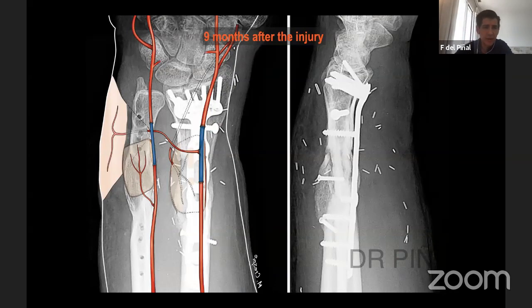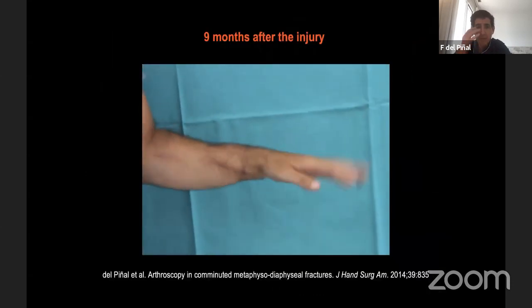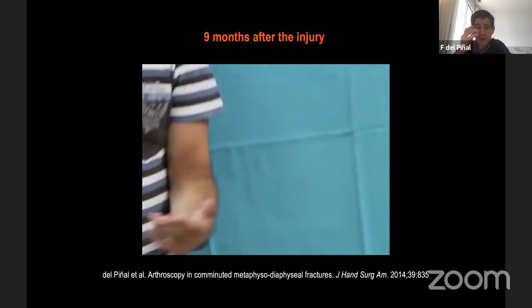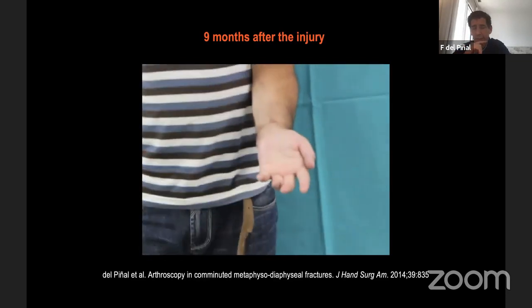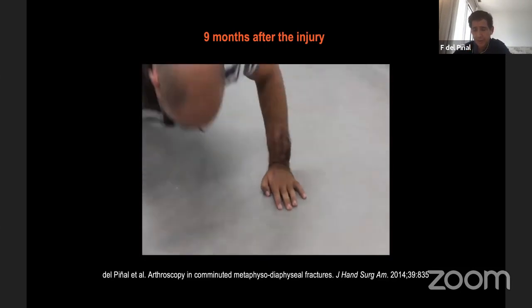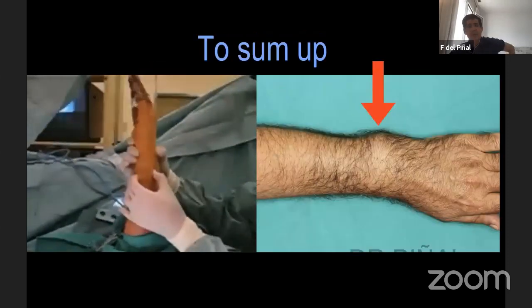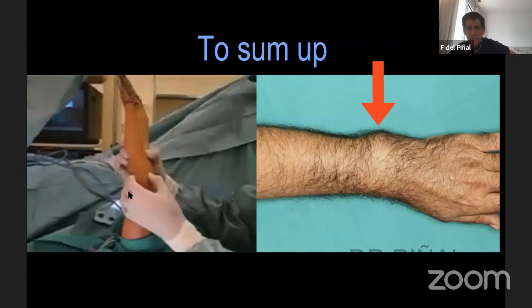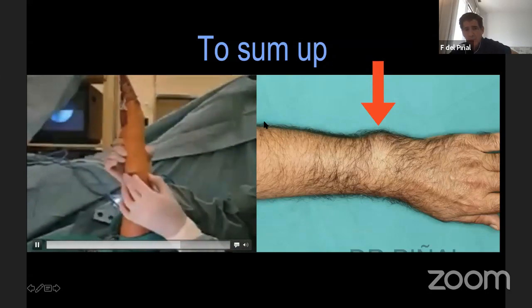With 9 months, three free flaps. He had three free flaps and two revascularizations, but the good thing about this patient is that even if you do it in stages, you can have a very fast, good result and a good range of motion. I can't do that, so he's much better than me. And so to sum up, not only think of the fracture, think of the distal radioulnar joint instability, which may cause the patient much more problems than the fracture itself.